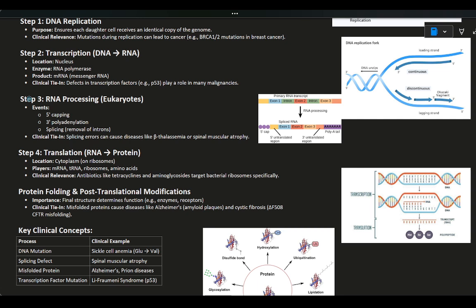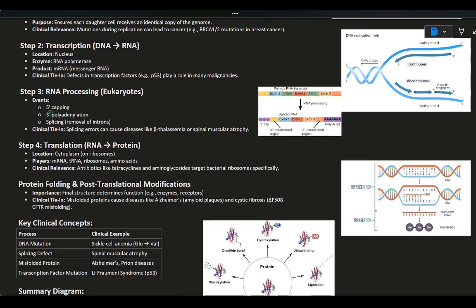The final, or this third step, is RNA processing. This special step occurs only in the eukaryotes, and it consists of the following events. It involves capping the RNA product at the 5' end, and then the polyadenylation of the RNA at the 3' end, as seen over here. So here's a 5' end, and here's a 3' end. This occurs after the introns are spliced, or in other words, the introns are removed. This is how you get the final product.